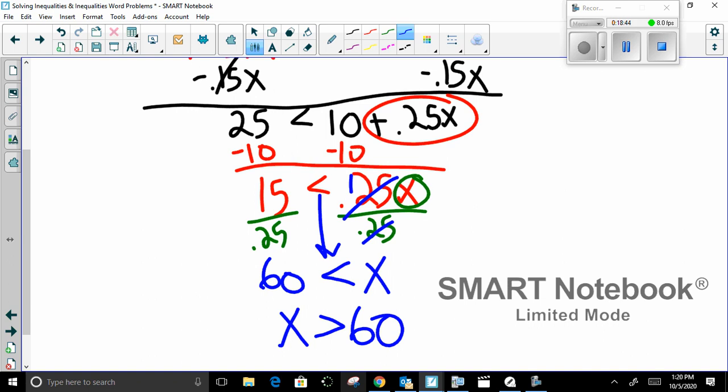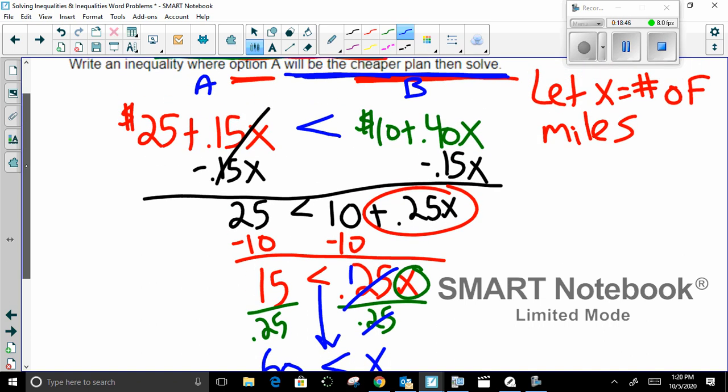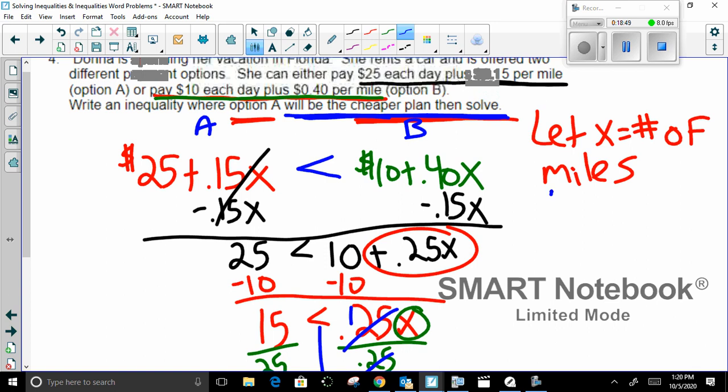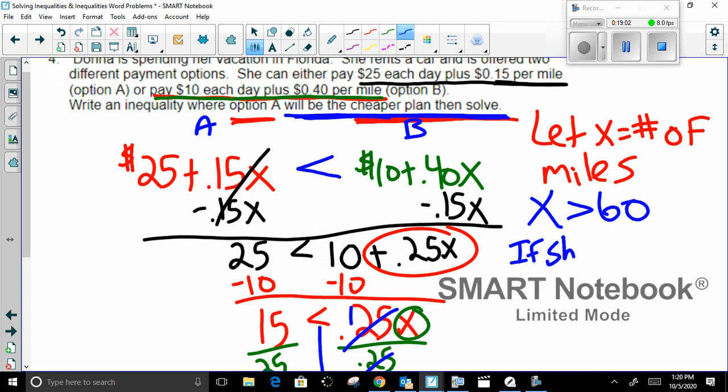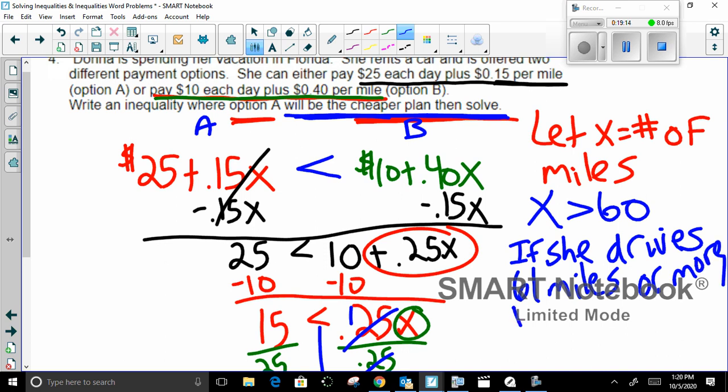What does that mean? Remember, x is your number of miles. So if your number of miles has to be greater than 60, what's the next number that's greater than 60? That would be 61. So if Donna drives 61 miles or more, then option A will be cheaper.